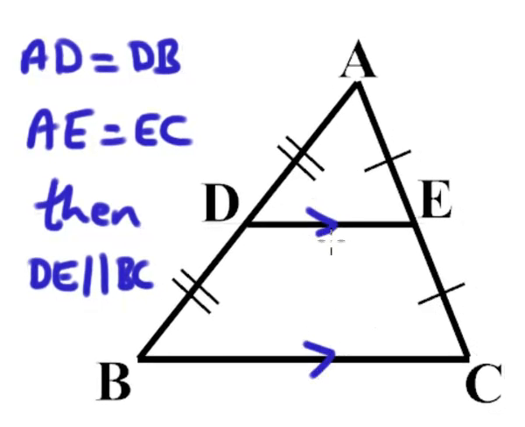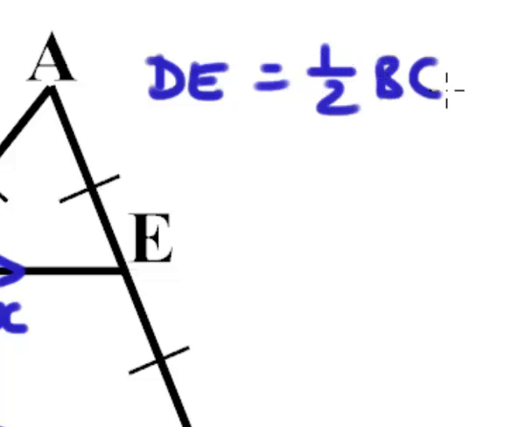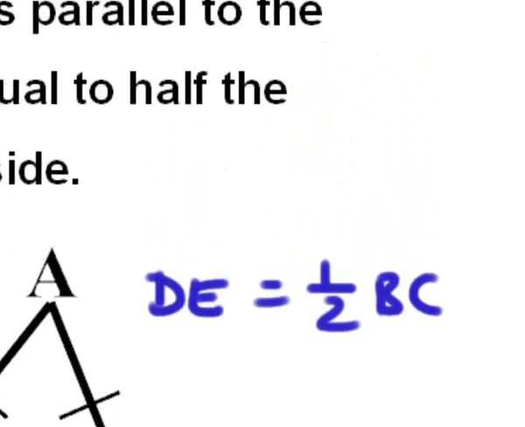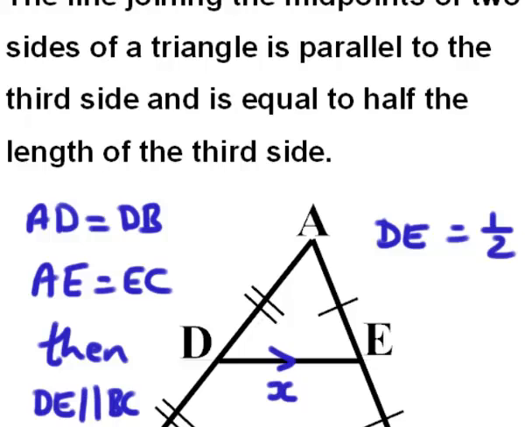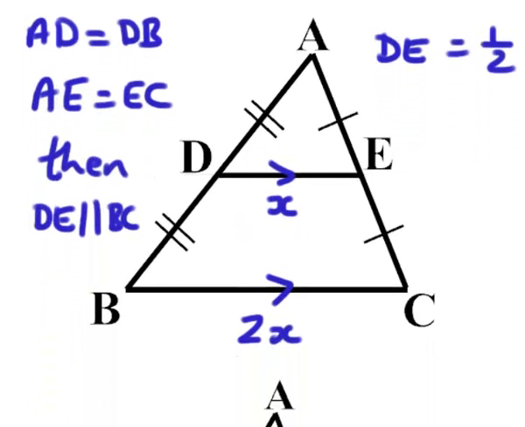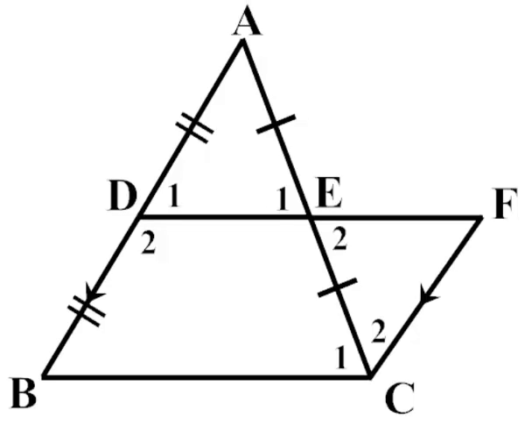And what's more interesting, if DE has a length of x units, BC is double that length. In other words, DE would be half the length of BC. So this is called the midpoint theorem. The line joining the midpoints of two sides of a triangle is parallel to the third side and is equal to half the length of the third side. Now I'm going to prove this theorem, and it's really cool to prove it.